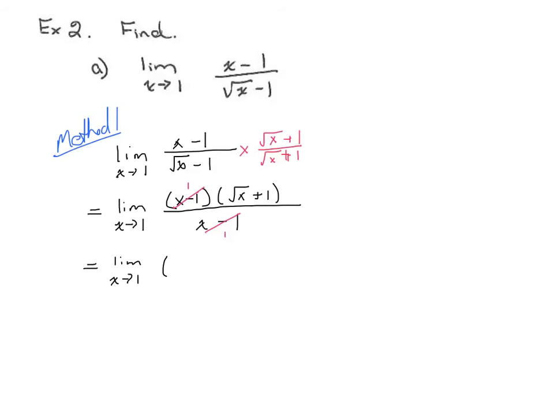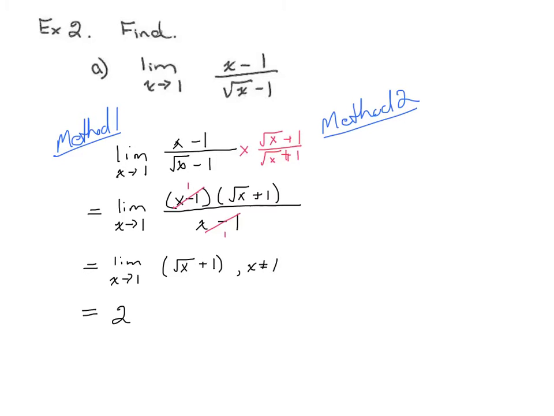And we end up with strictly the term of root x plus 1. x cannot equal 1, of course. And now, nice square root function. Direct substitution works. We'll have the root of 1, which is 1, plus 1, leaving us with 2. And like I said, we've done this before, where we rationalize. But let's think of a different method.